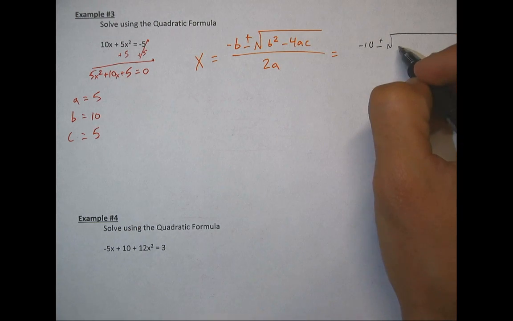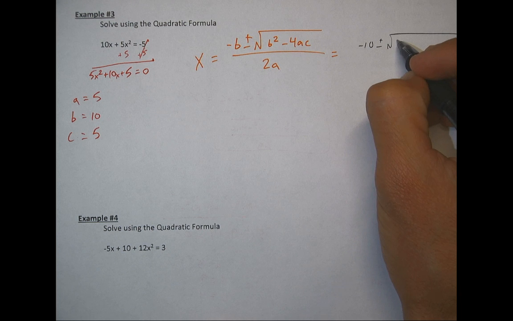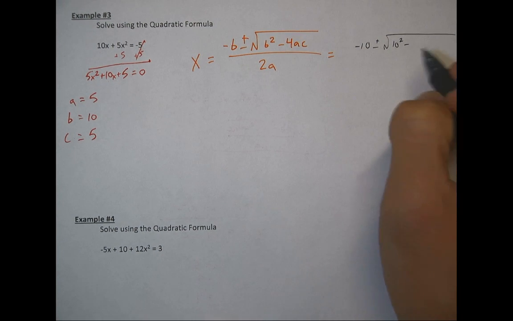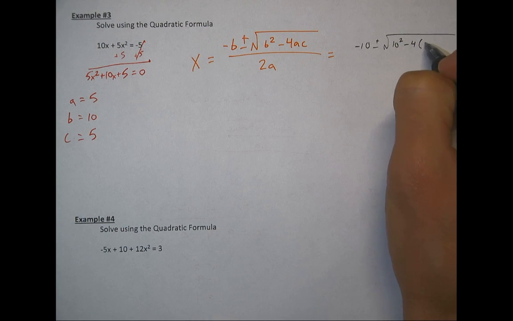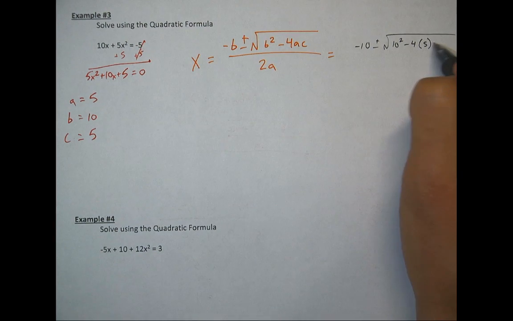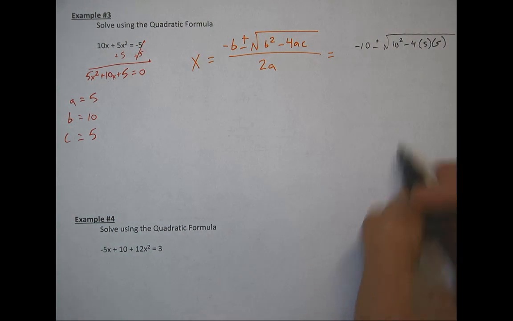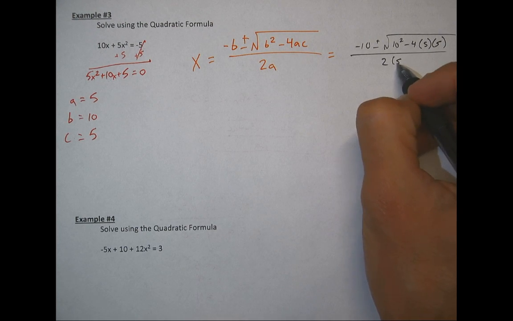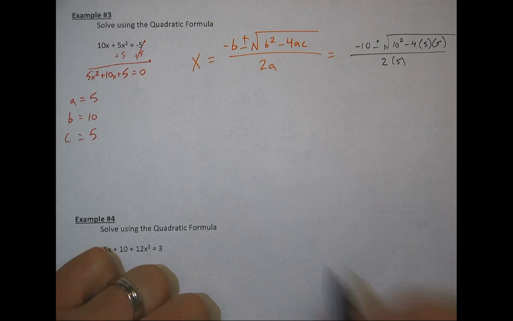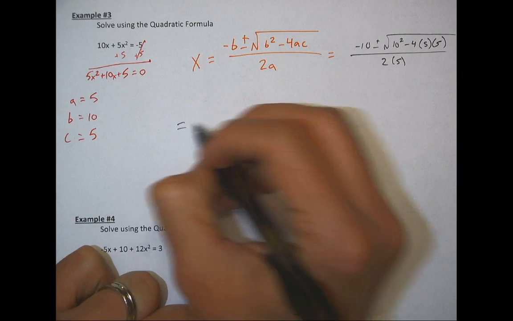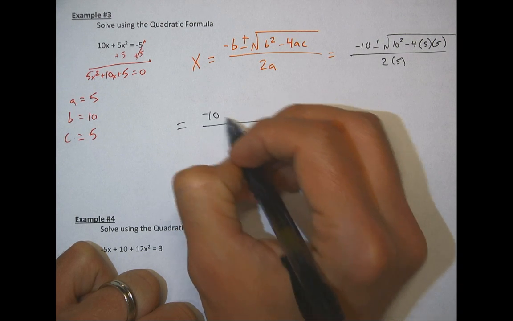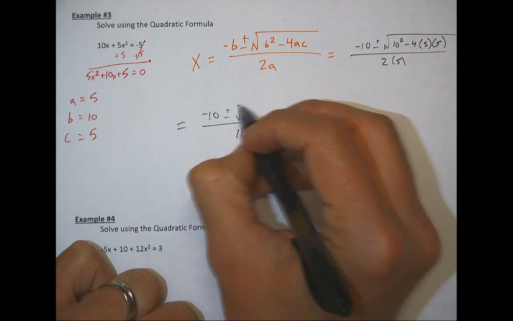B squared, so 10 squared, minus 4 times a times c, so 4 times 5 times 5 again. And that's all divided by 2 times a, so 2 times 5. So let's go ahead and simplify. I know on the bottom here I'm going to have a 10. I'm still going to have a negative 10 out here, plus or minus, square root.